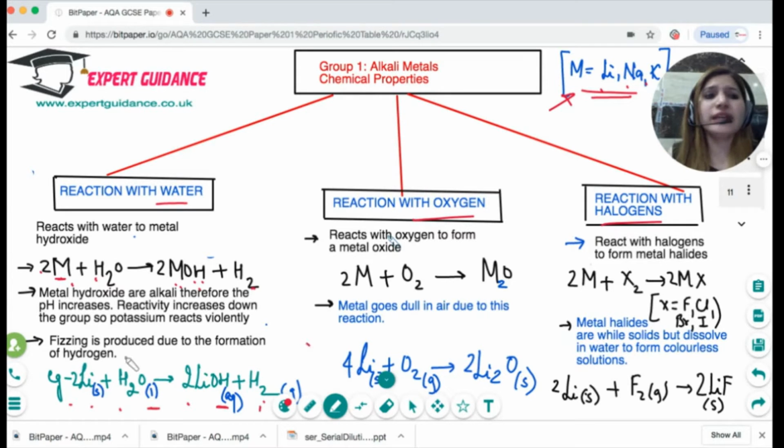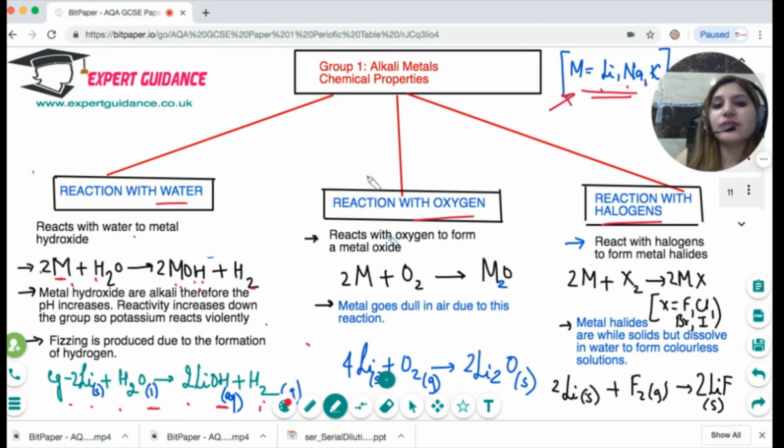Now the question can come, what is the observation of this reaction? So you can easily say that we will see the solid decreasing in size or mass. And since hydrogen is being produced, which is a gas, we'll see fizzing. Okay, and they can ask you the test for hydrogen. It's a squeaky pop test. Okay, so metal hydroxide is formed, which is an alkali, and therefore they can ask you what will happen to the pH. There will be an increase in pH. And remember, the reactivity increases down the group. So potassium will react more violently as compared to lithium.